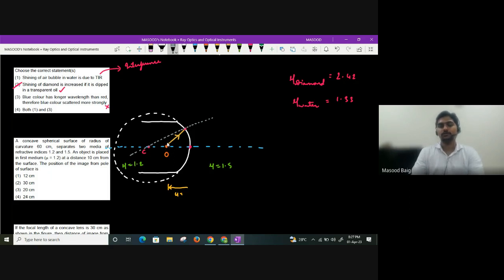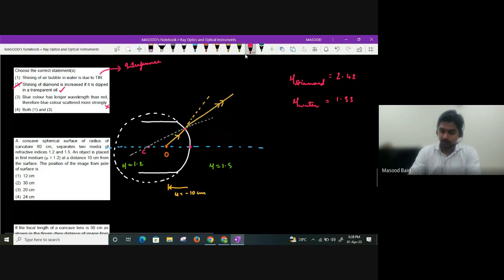So is it traveling from rarer medium to denser medium or not? Because it is traveling from rarer medium to denser medium, what is going to happen? It should bend towards the normal. This will be our final refracted ray again. Okay. The u value should be taken as what? Because it is being measured opposite to the direction of incident rays, I should take u value as minus 10 centimeters.